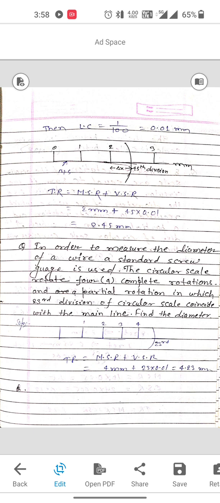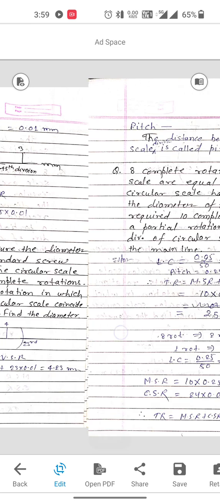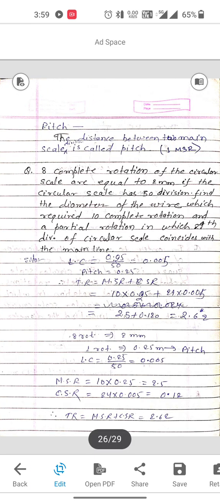Coming to the next question. In order to measure the diameter of a wire, a standard screw gauge is used. The circular scale rotates 4 complete rotations and a partial rotation in which the 23rd division of the circular scale coincides with the main line. Find the diameter. Main scale reading, that is 4, plus 23 into 0.01. Pitch: the distance between two main scale divisions is called pitch.